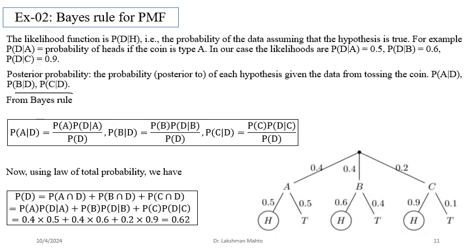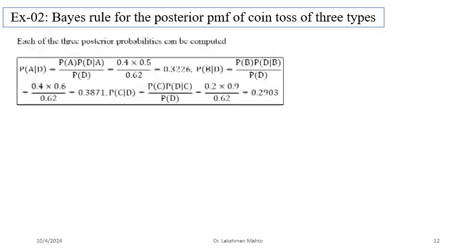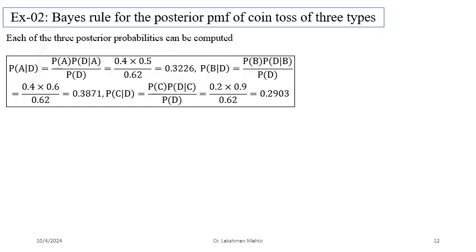Now next you have to compute, okay, apply it here. You have everything here. You have the probability of D, and you have the probability of A. So how will you compute the probability of A given D? These are the desired probabilities.